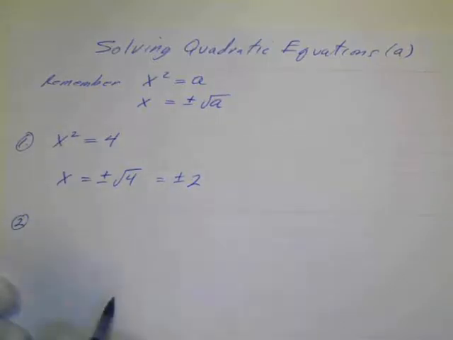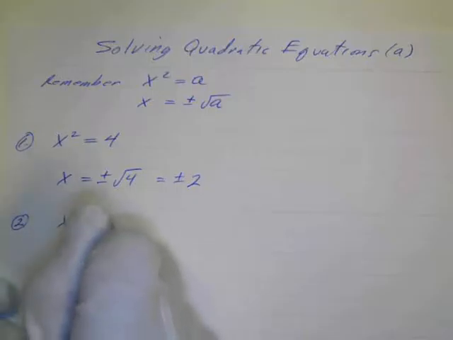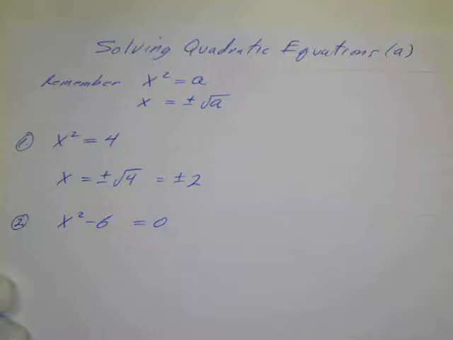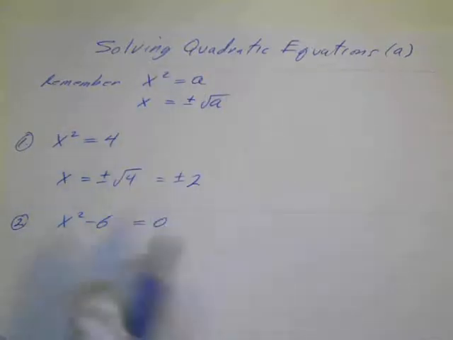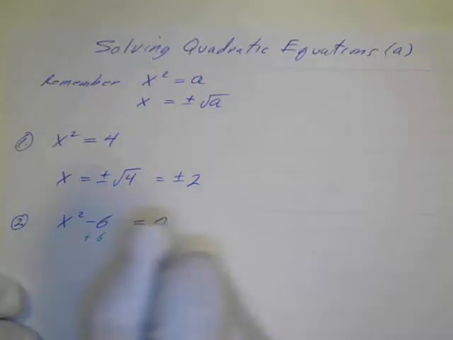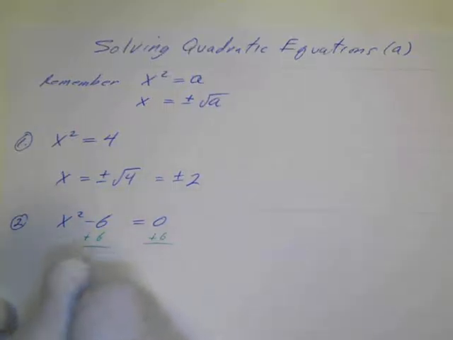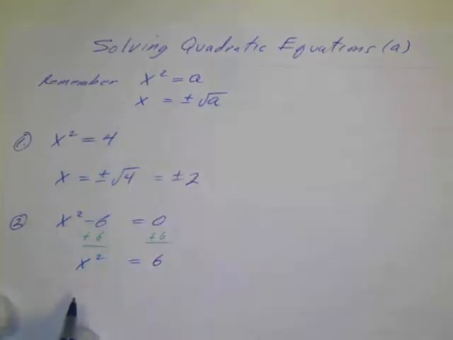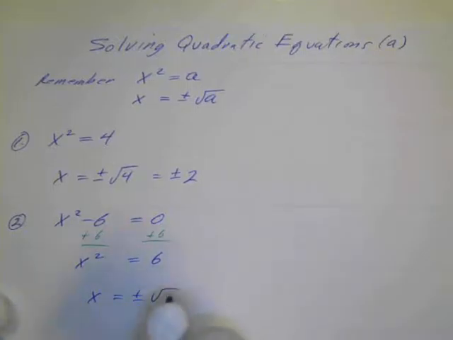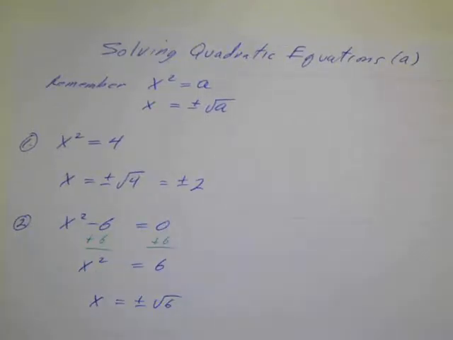Example 2. Let's say x squared minus 6 equals 0. And it could be some number. We could add it, whatever. Okay, well, we want to get to this point where we have x squared equals something. So what I'll do is I'll just add 6 to both sides. And I have x squared on the left equals 6. And then I apply my rule over here. If x squared equals 6, then x equals plus or minus the square root of 6. Okay? And we can leave that like that.